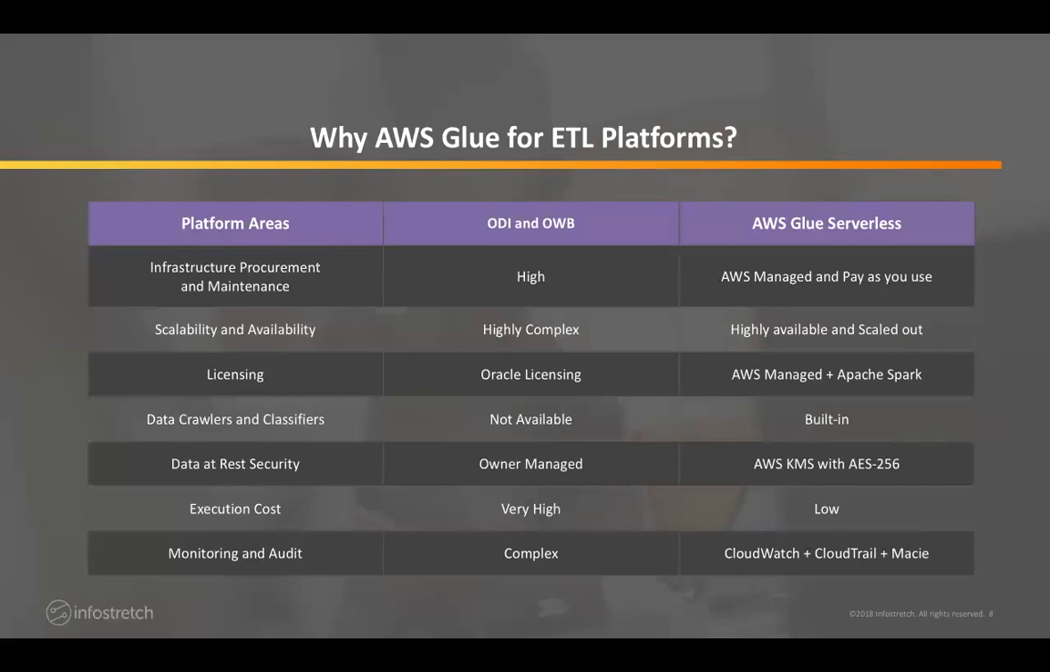In today's conversation, we will touch upon a specific comparative study, we can say. What we are comparing is ODI, OWB, which is Oracle Data Integrator and Oracle Warehouse Builder, as compared to AWS Glue's serverless offering as such. So there are certain criteria which you have to evaluate as part of this comparative study.